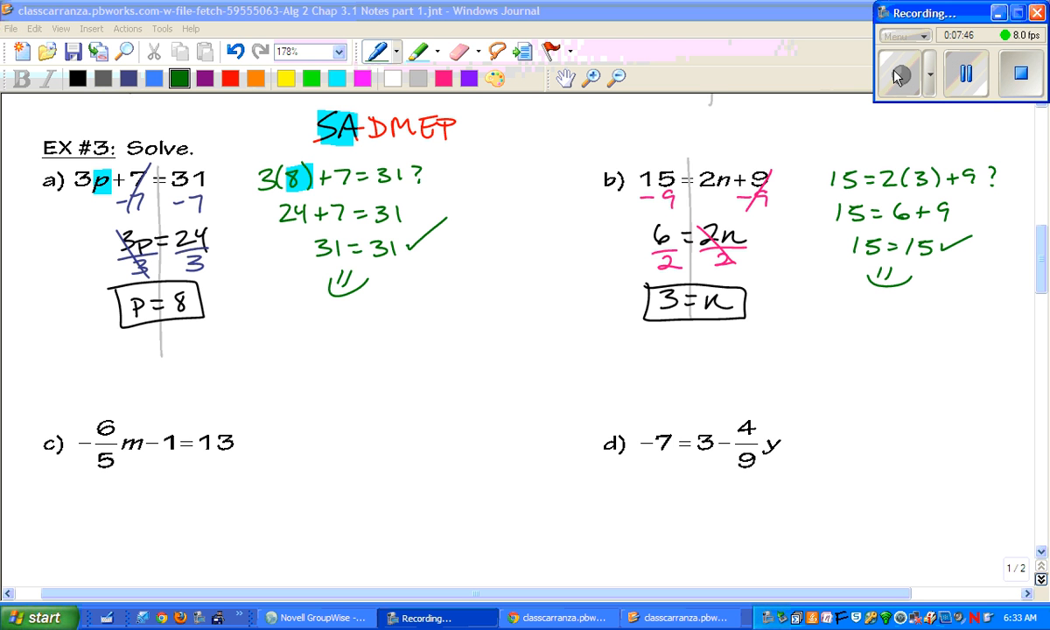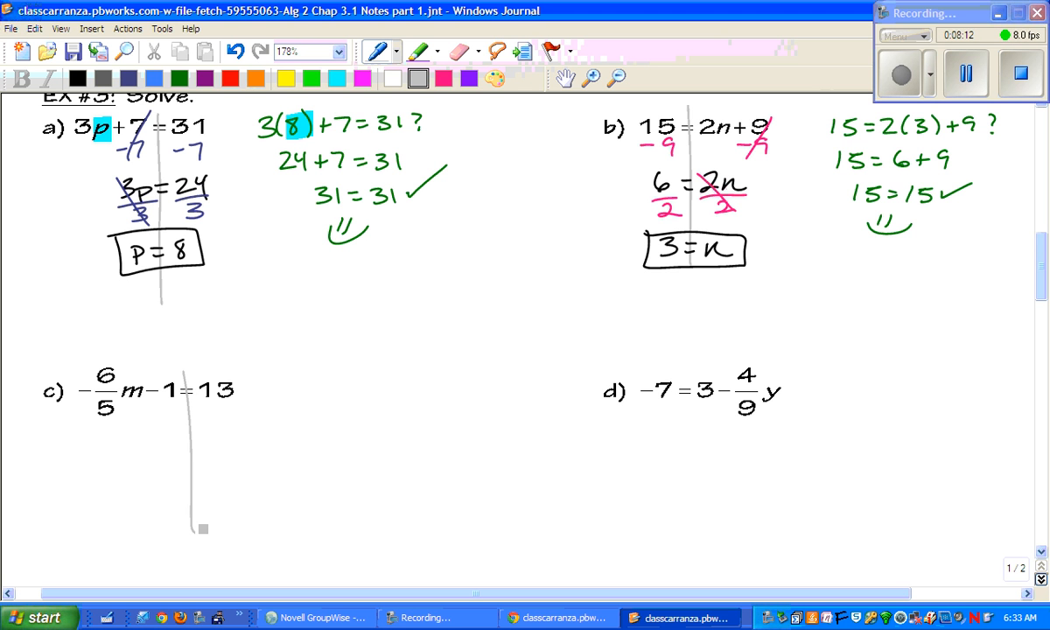And there you go. Okay, we subtracted the 9 from both sides. We're left with 6 equals 2n. Divide by 2, and we got 3 equals n. Now just to double check, I plugged 3 in. 2 times 3 is 6. 6 plus 9 is 15, and 15 equals 15, so we are happy.